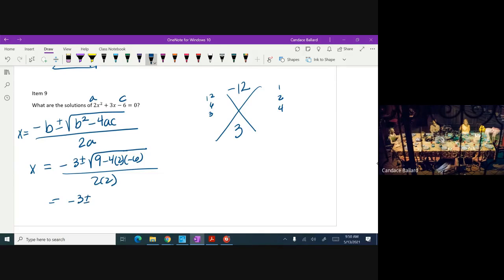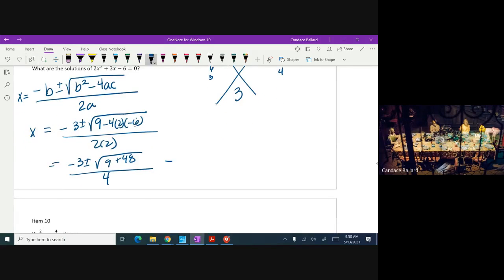So negative 3 plus or minus the square root of 9, let's see. Negative 4 times negative 6 is 24, times 2 would be 48, over 4. And go to the right. Plus or minus the square root of, let's see, 9 plus 48 is 57, so 57 over 4. I want to say that that probably doesn't simplify.